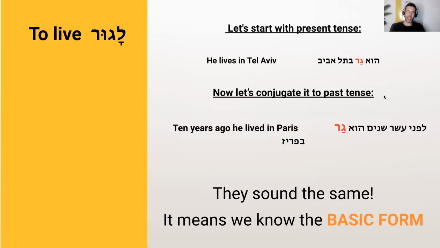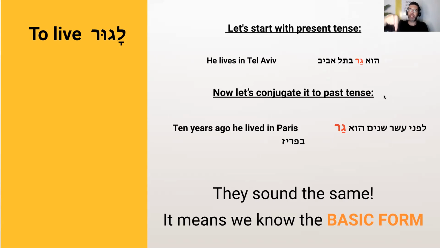Now guys, let's conjugate it into past tense. 10 years ago, he lived in Paris, right? And in Hebrew, לפני 10 שנים, הוא גר בפריז. So basically, for this group of verbs, the present tense and the basic form of past tense, which means the pronoun he in past tense, is the same.